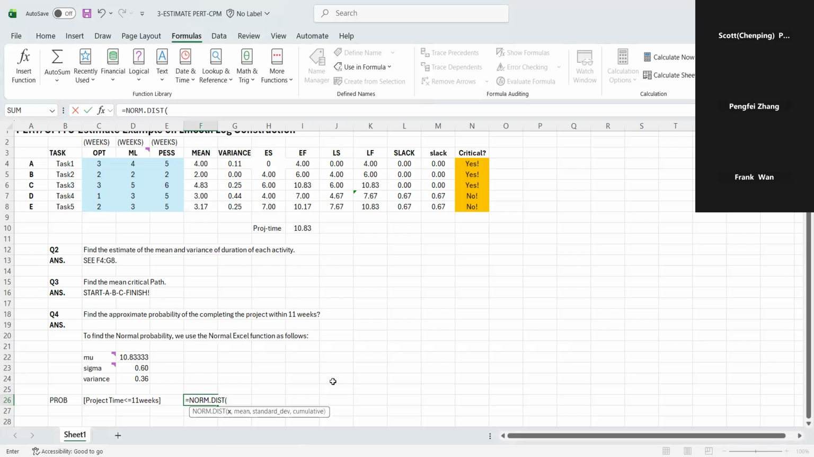And X is going to be 11 weeks. The mean is 10.833, the mean project completion time, 10.83. And standard deviation is 0.6. Cumulative, you just enter 1, that means true. And then when you hit the enter key, you're going to get the answer. The chance is about 60%. It's about 60%.